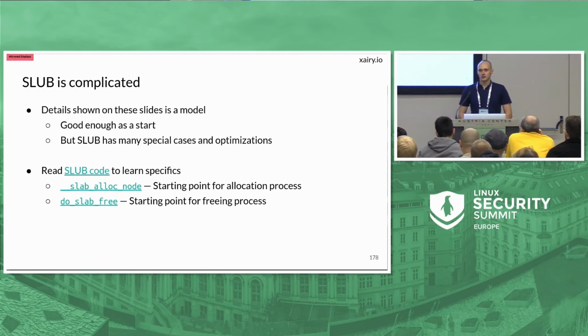So a few final notes. First of all, SLUB is complicated. Whatever I showed here is just a model. It's a simplification. If you want to understand how it actually works, you have to go read the source code, and the two particular starting points I linked here, the starting point for allocation and the starting point for freeing. Hopefully the information on the slides is enough to get you a head start, and then you read the code and it should be understandable.